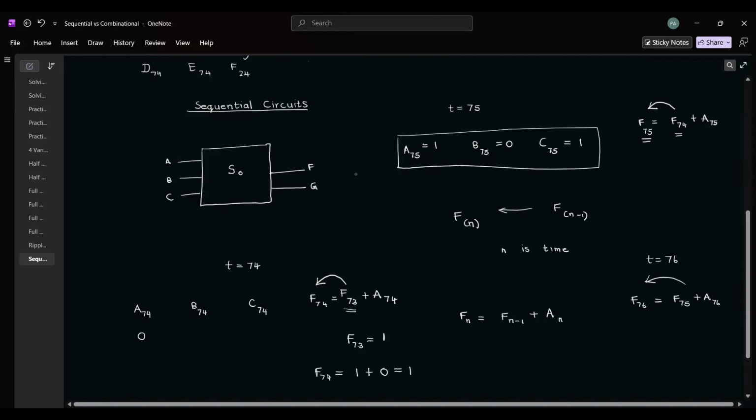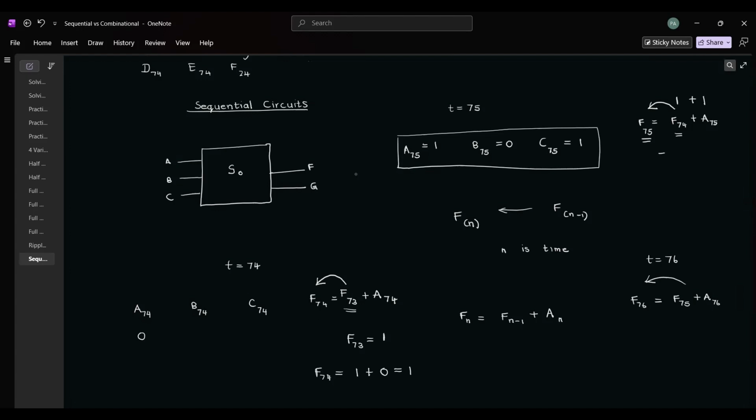And now here we come back again. So it will be 1 plus 1, so F75 will also be equal to 1. And since we know F75 is equal to 1, we don't really need to know A76, because obviously 1 plus anything will be 1. So F76 will also be equal to 1. So this is how sequential circuits work.